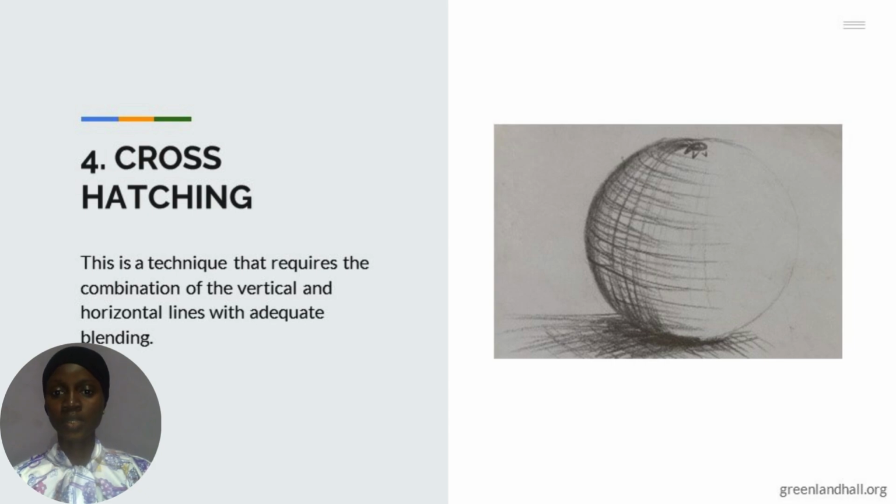Number four, we have cross-hatching. This technique is represented by the combination of the vertical and the horizontal lines with adequate blending. Cross-hatching has to do with combining the vertical and the horizontal lines together with adequate blending to get a perfect tone or a perfect shade.